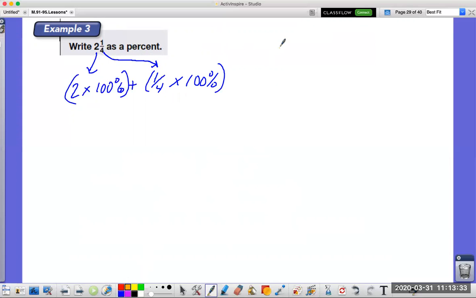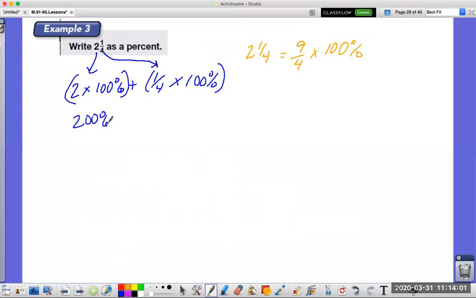I could change this into an improper fraction, which would be 9/4 times 100%. It's up to you, really. It doesn't matter. You're going to end up with the same answer in the end. This 9/4 is equal to 2 1/4. Remember that. 2 1/4 equals 9/4. What if we do it this first way? Let's go back here.